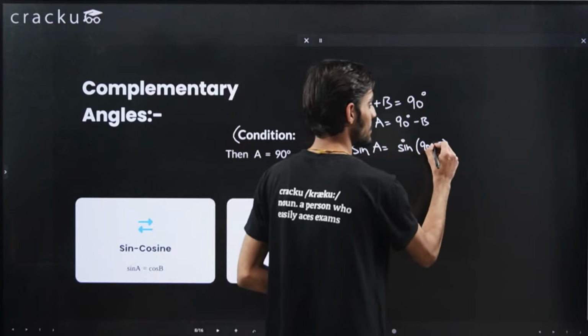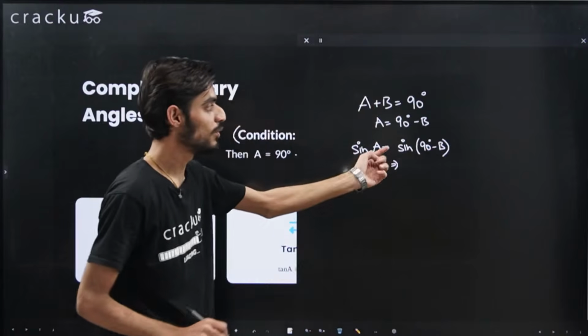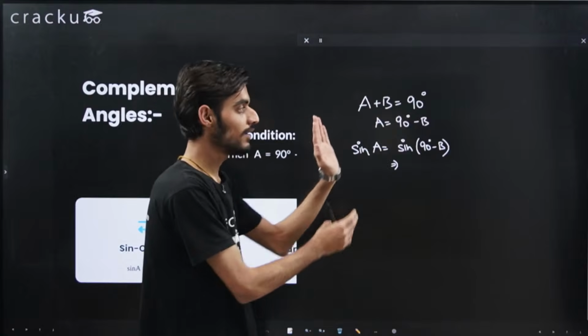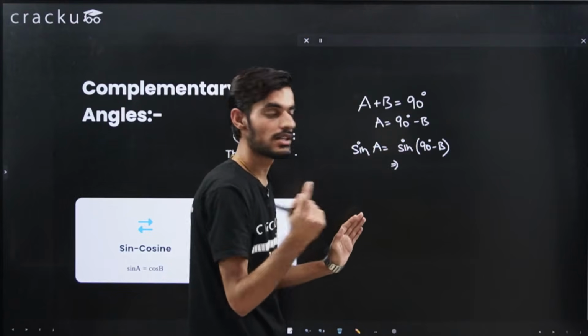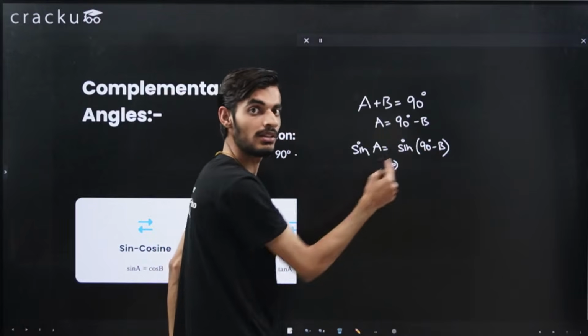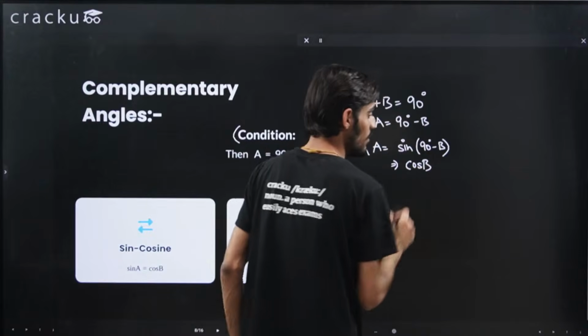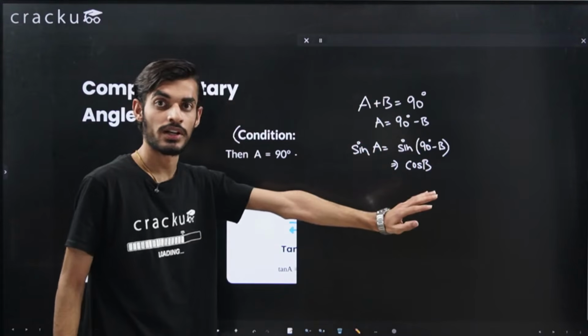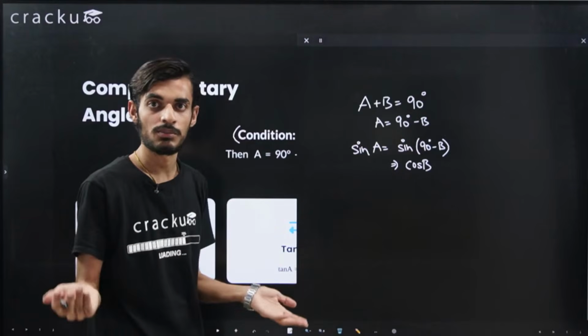So sine a is equal to sine of 90 degree minus b, and just now we saw that when we are moving from 90 degree, that is the vertical line, either 90 or 270, the identity will change. So sine of 90 minus theta will be cos theta. So this will be equal to cos b. Because 90 minus theta is in the first quadrant itself, the sign will be positive, because in the first quadrant all the identities are positive.